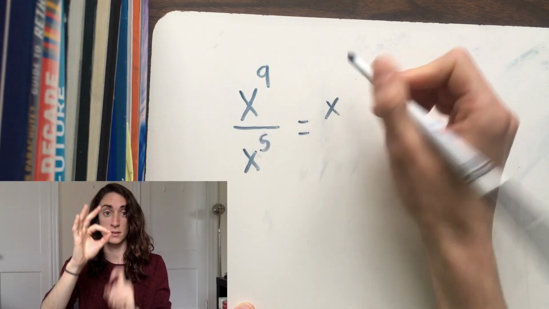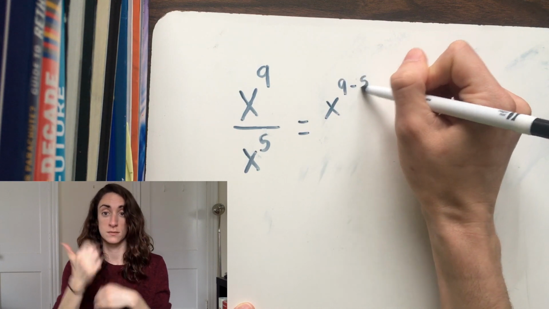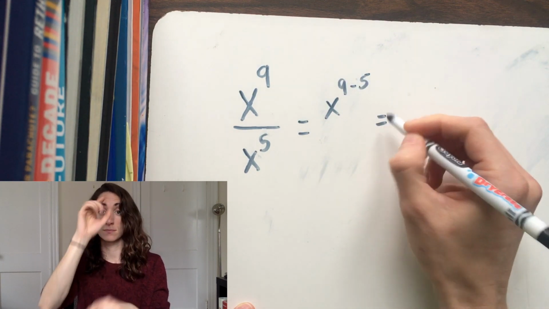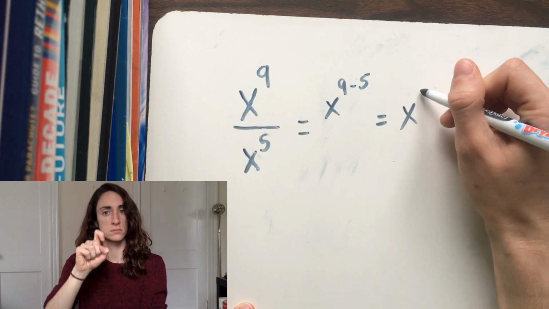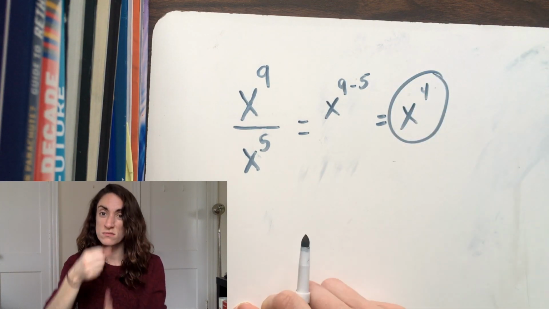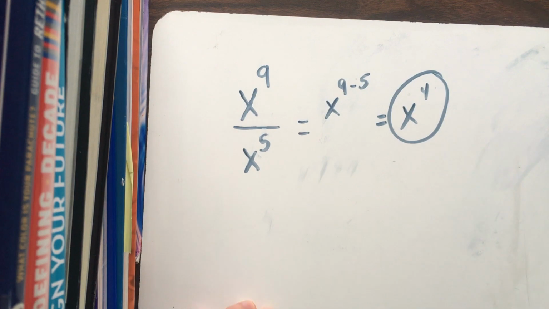Here's another example that you can solve without writing x out 9 times and 5 times in the numerator and denominator. You can just subtract the exponents. 9 minus 5 gives you 4, meaning that the simplified version is x to the 4th.